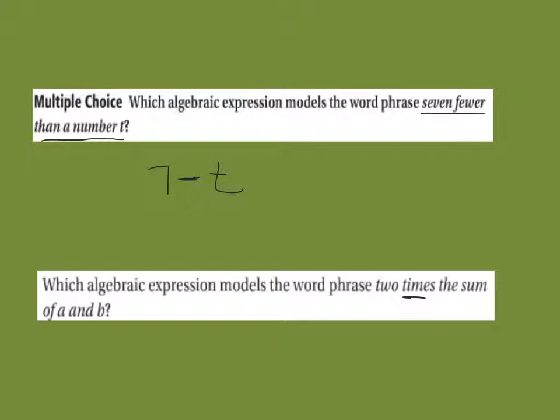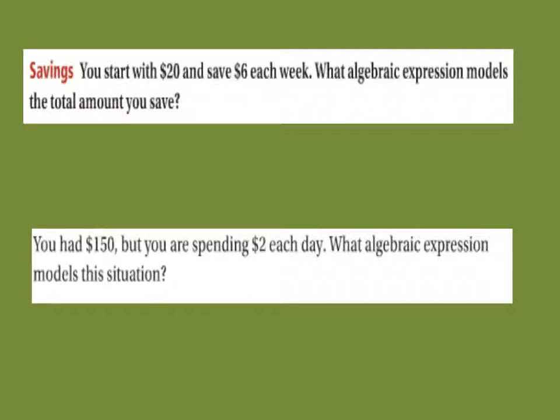The next problem says 2 times the sum. Right here it has times and sum right next to each other. That means it's going to be 2 times the sum of a plus b. Whenever you have two algebraic terms right next to each other, it typically means you're multiplying or dividing by the whole expression. So those are two expressions that can be formed with words.